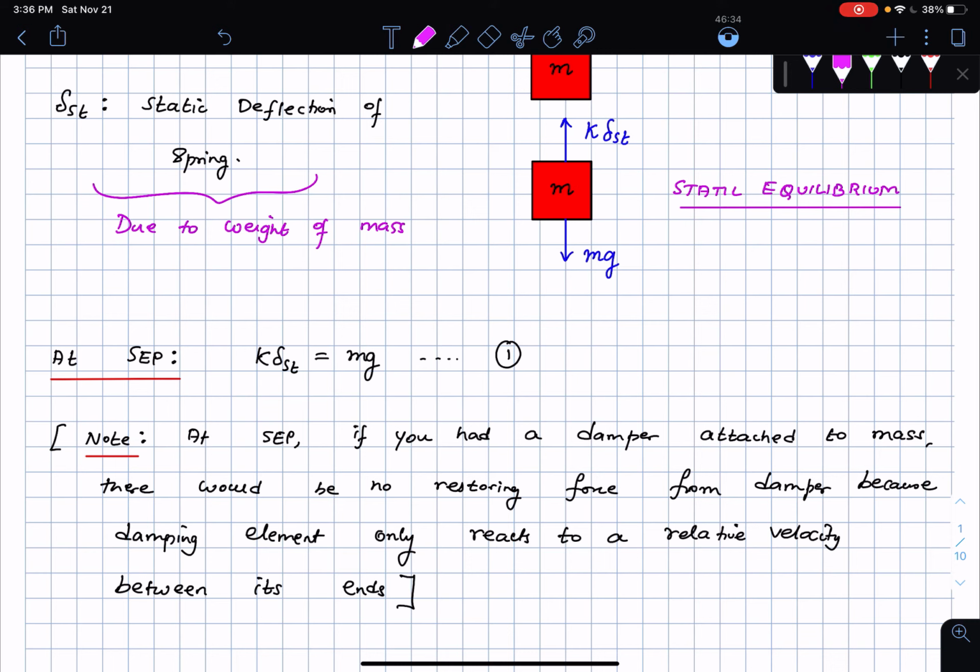Now if I had a damper attached to the same thing, what would happen? Nothing would happen, because the damper would not be feeling a restoring force to a displacement. Dampers always react only to a velocity or a relative velocity. So there would still be no change in my situation at all, whether I had a damping element attached or not. Which is why I did not show a damping element, and you will see that in the example that I'm showing down below, it doesn't make a huge difference either.